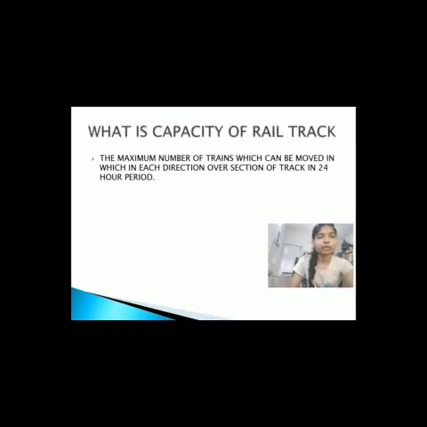So next is, what is the capacity of rail track. The maximum number of trains which can be moved in each direction over a section of track in 24 hours.